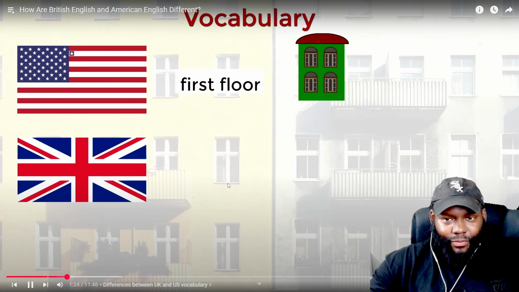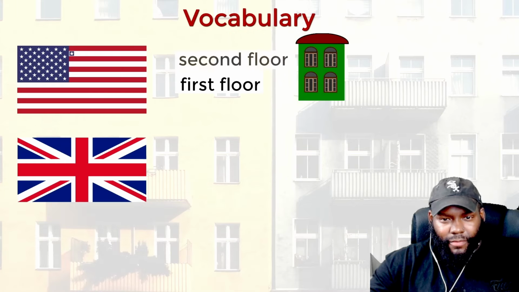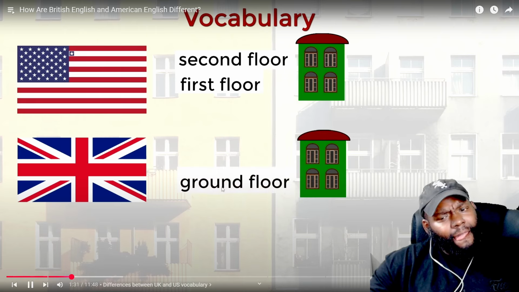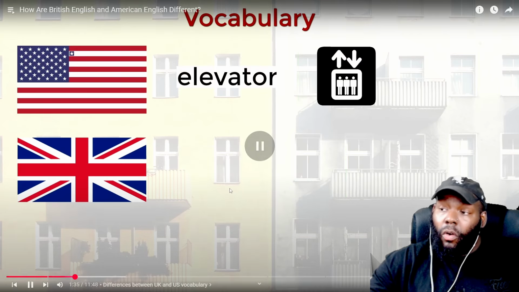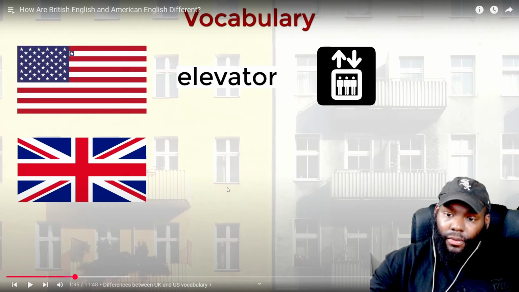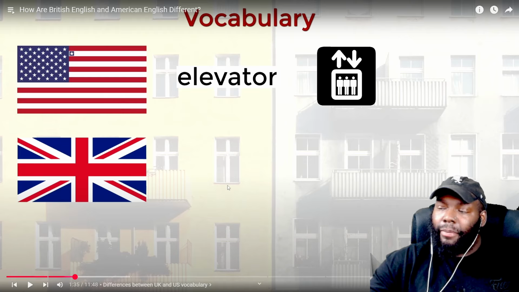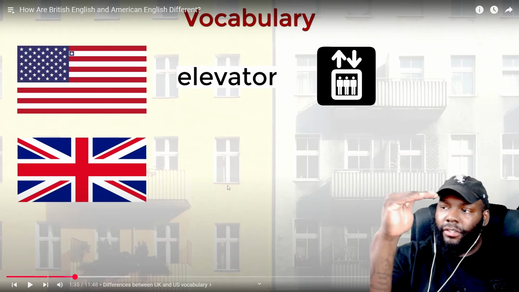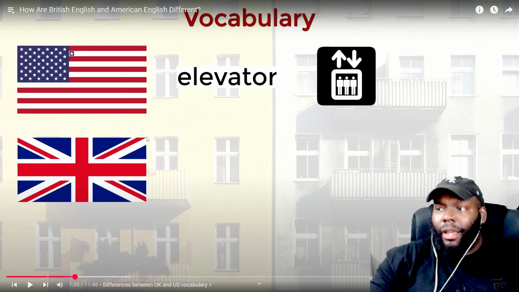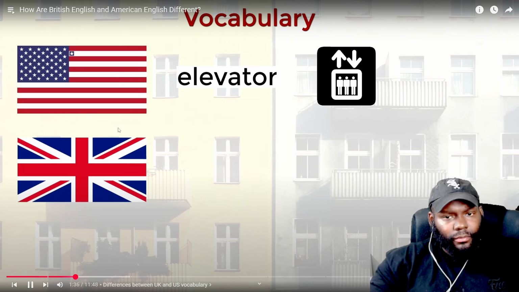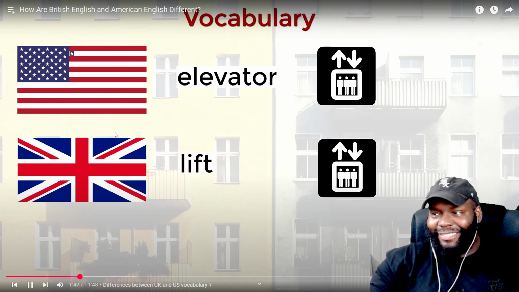In the US, if your apartment is at street level, then you live on the first floor, and the person above you lives on the second floor. In the UK, you live on the ground floor, and the person above you lives on the first floor. If that person above you is unable or just too lazy to take the stairs, in the US, they'd take the elevator. In the UK, they'd take the lift.